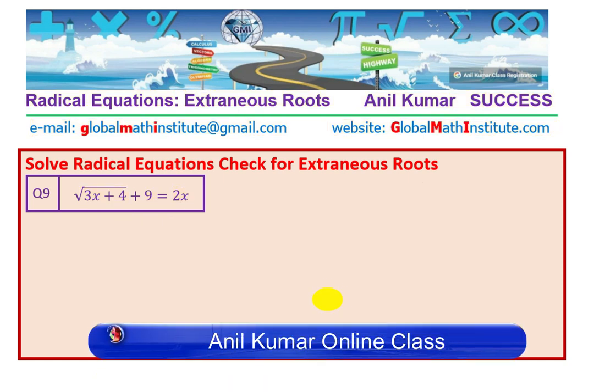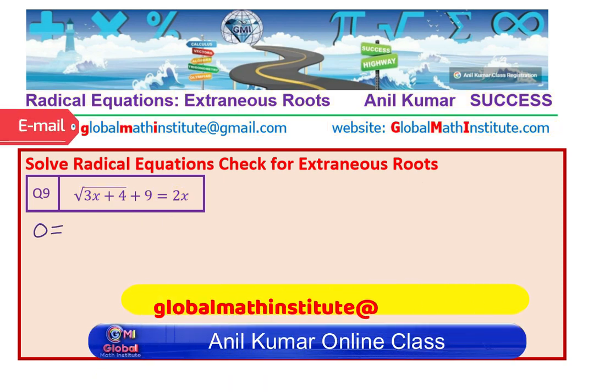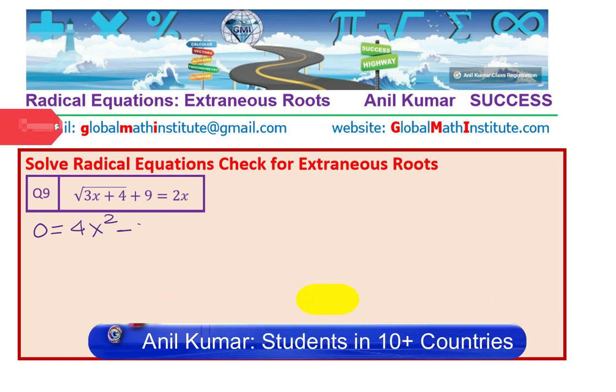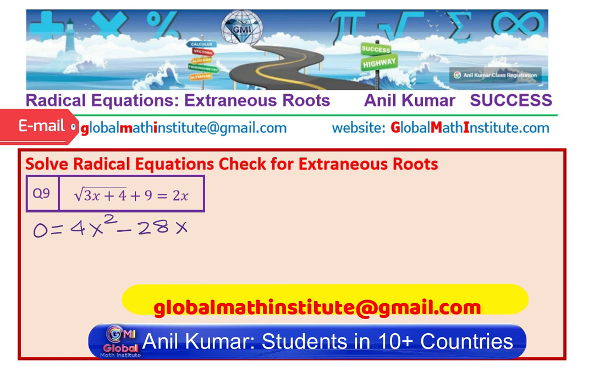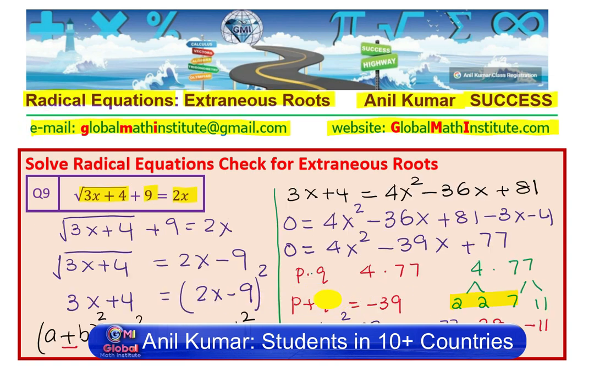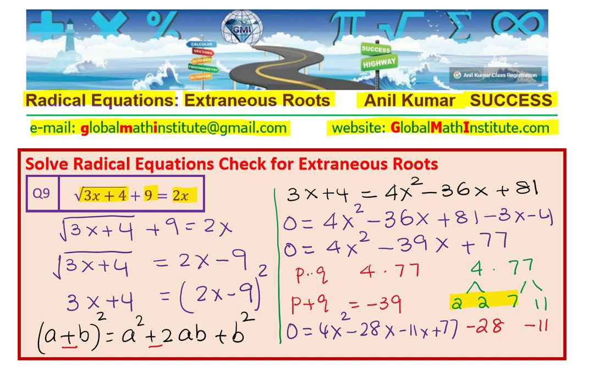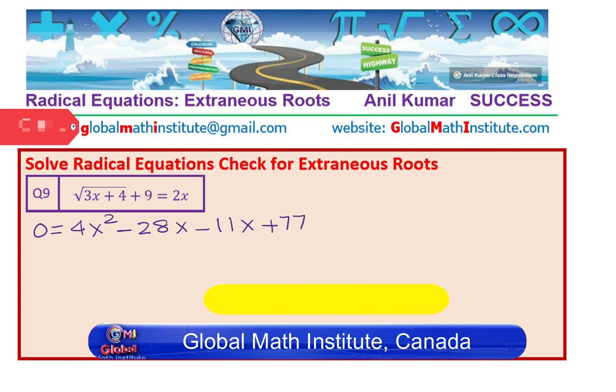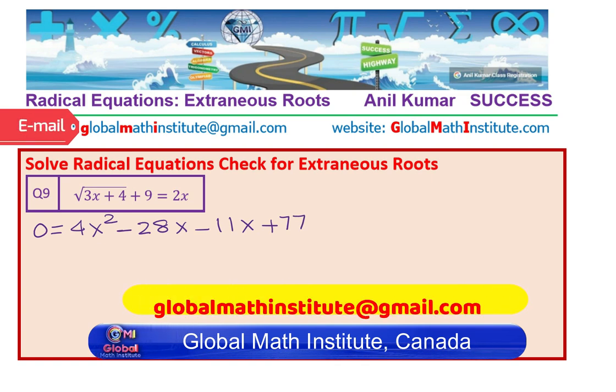So what we have here is 0 equals 4x squared. The two terms which we just got were 11 and 28, right? So minus 28x, minus 11x, that gives us 39, right? And the constant was plus 77, right? Correct? So this becomes the quadratic equation which we are interested in factoring.